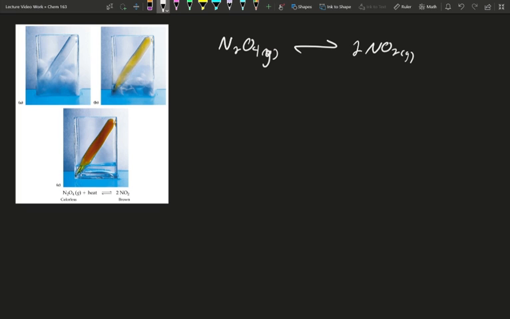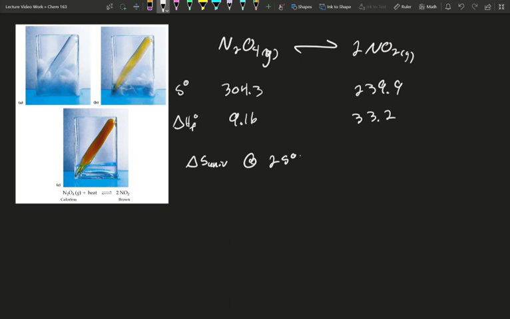Well, let's explore the entropy of this situation. Our standard entropies are 304.3 and 239.9. As long as we're at it, let's do our delta H formations: 9.16 and 33.2. Using these values, go ahead and pause and calculate the delta S of the universe at 25 degrees Celsius for this reaction, if our N2O4 is breaking apart into two NO2. Go ahead and pause and come on back.